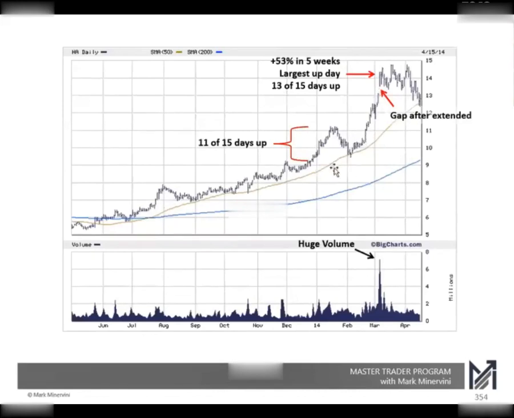Now that the stock has made a good move and it's accelerating like this, largest up day, 53% in 5 weeks, a gap after it's extended. You put all that together, and you would say, oh, this meets David's MVP. No, because this is late stage now. Those same parameters you would look for in a breakaway are now negative. This is saying exhaustion, and you're going to be selling into that.